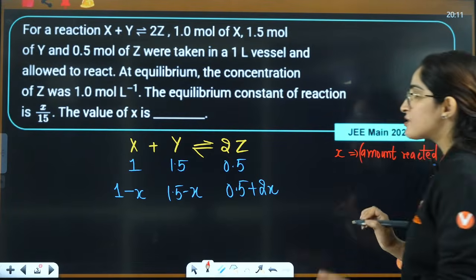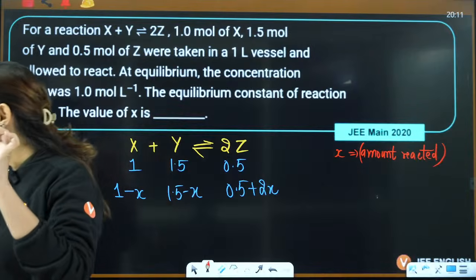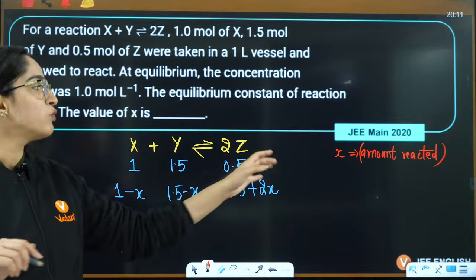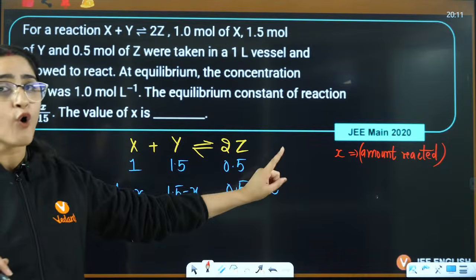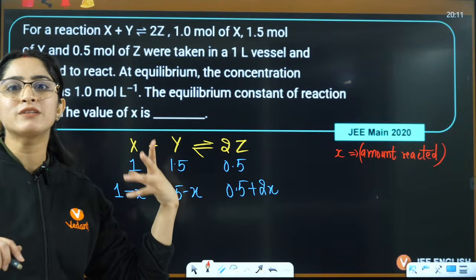This is not the degree of dissociation, this is not alpha. Now this is a very important thing regarding alpha and amount reacted. Now I am not talking about alpha, I am talking about the amount that is reacted. Whenever you see, you need to answer how much amount is reacted. This will be x multiplied by the stoichiometry. So here it is reacted, here it is formed.